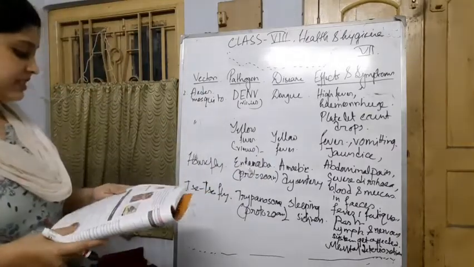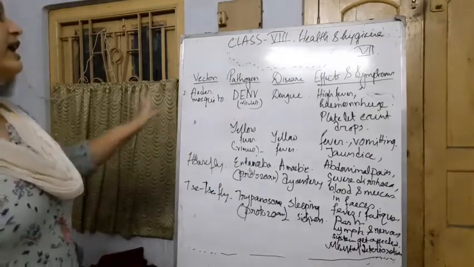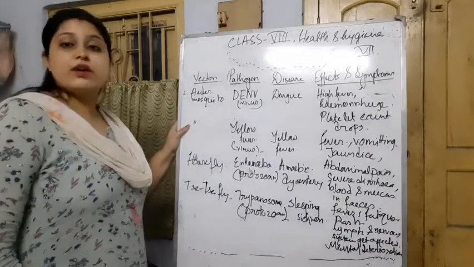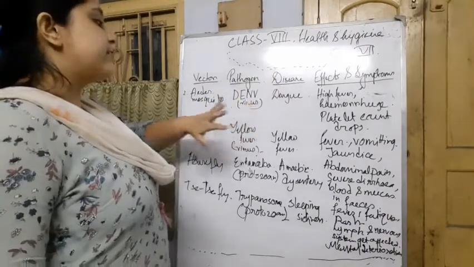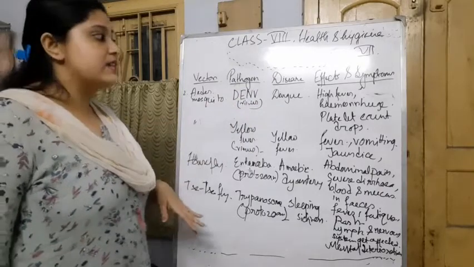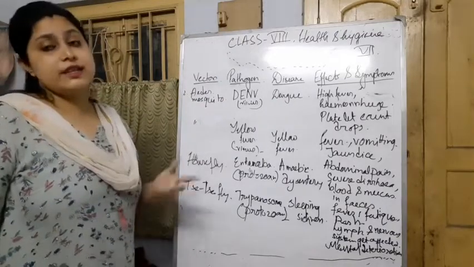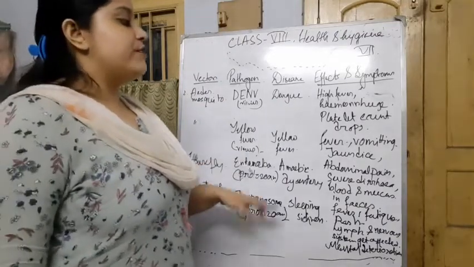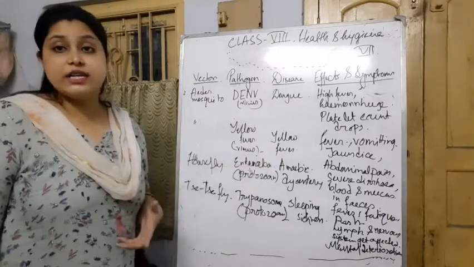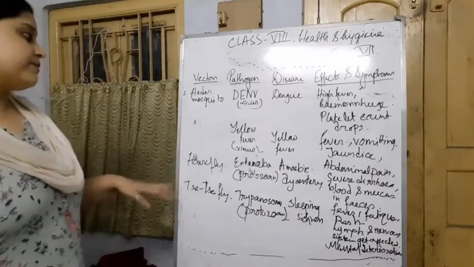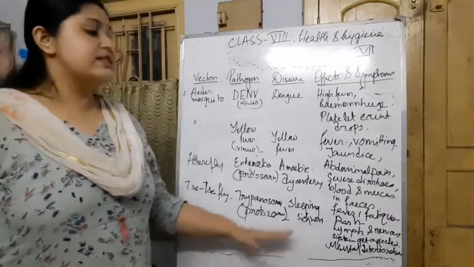So today I have discussed mainly 3 vector-borne diseases. The first one by the Aedes mosquito, and the second one also by the Aedes mosquito. The first one was the dengue virus, and the second one is the yellow fever virus. The first one is dengue, where high fever, hemorrhage, and platelet count drops are very common. Secondly, for yellow fever, there is fever, vomiting, yellow coloring of the full body, and jaundice can be seen. Thirdly, by the tsetse fly, the Trypanosoma protozoa, and sleeping sickness.